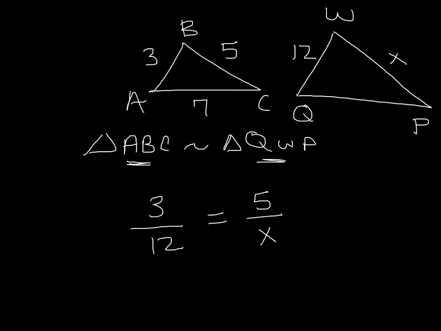To solve this, we would cross multiply. 3x is equal to 5 times 12, which is 60. And then dividing by 3 on both sides, we get x is 20.